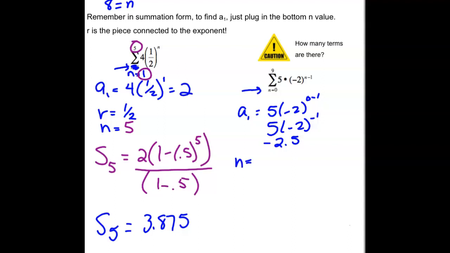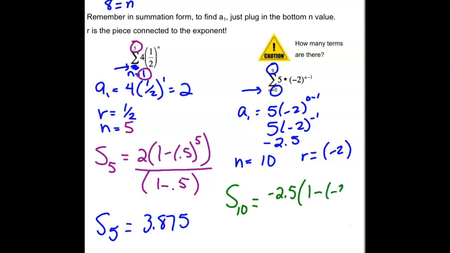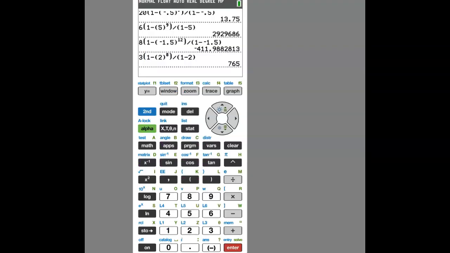Okay. My n value, remember we're counting from 0 up to 9, which is actually 10 numbers. So there's 10 numbers in my list. And again, my R value is just the piece that's being raised to the power, which is that -2. All right, so let's sum these up. We are summing 10 numbers. Our first term was -2.5. We need 1 minus our R value to the 10th power, and then 1 minus the R value on the bottom.